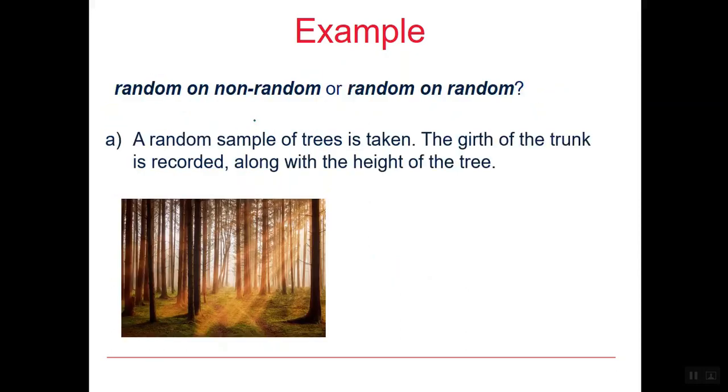Let's consider some examples now and determine whether we think that they are random on non-random or random on random. In this case, we have a random sample of trees, and the girth and the height of each individual tree is being measured. Because we're taking a random sample in this case, and neither the girth or the height of the tree is something that is controlled, this is random on random.